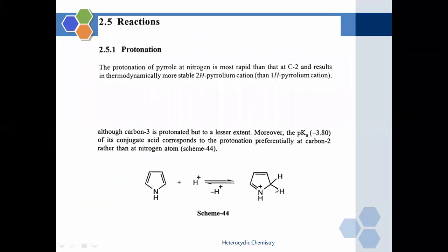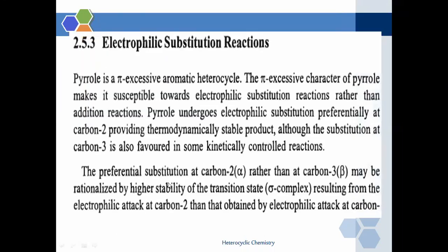Basically, it is a weak base. It will not allow protonation, but in susceptible conditions, it will allow the protonation reaction, basically at the first position and at the second position. If both these positions are blocked, or substituted by other functional groups, then and only then will the substitution or protonation happen at the third position. Now, pyrrole will undergo electrophilic substitution reaction.